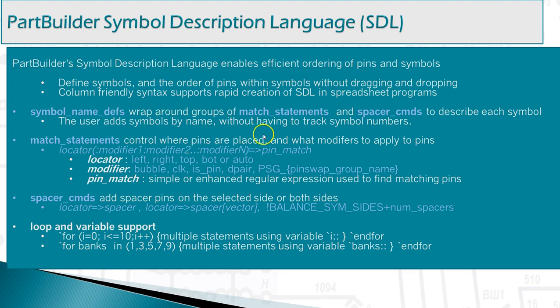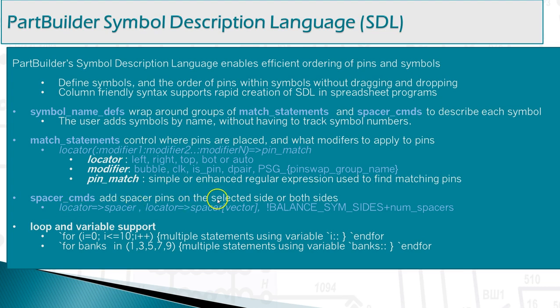Match statements control where the pins are placed and what modifiers to apply to pins. Typically we have a locator, some modifiers, and then an equals pin match. The locator is like a left, right, top, bottom, or auto. The modifier is bubble, clock, is pin, depair, or pin swap groups, so you can define pin swapping. And then the pin match is a simple or enhanced regular expression used to find matching pins.